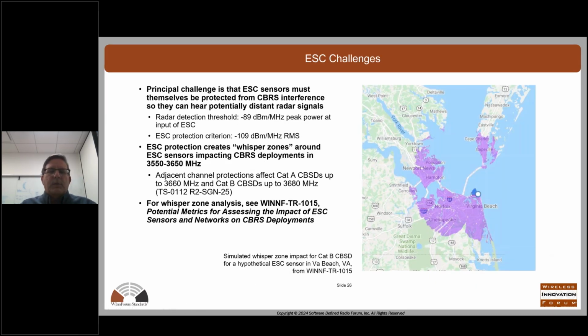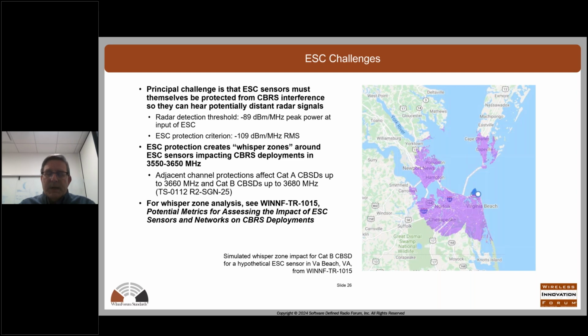Challenges with ESC: number one, they have to themselves be protected from interference due to CBRS operating on the same frequencies. And so, the map shows that if you plop down an ESC sensor in the Virginia Beach area, this is sort of the area where you would not be able to put up any CBSDs because their interference into the ESC sensor would exceed the ESC sensor's protection criteria. We call these whisper zones. And so, it's kind of a downside of ESC that it impacts the very band that it's trying to help.